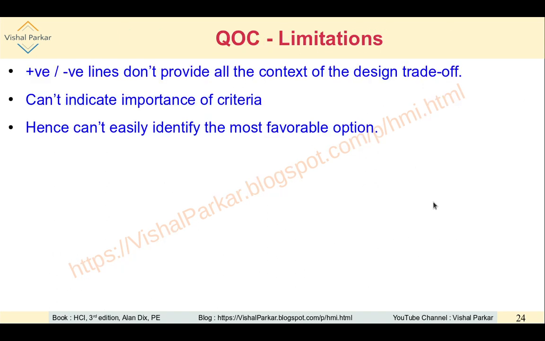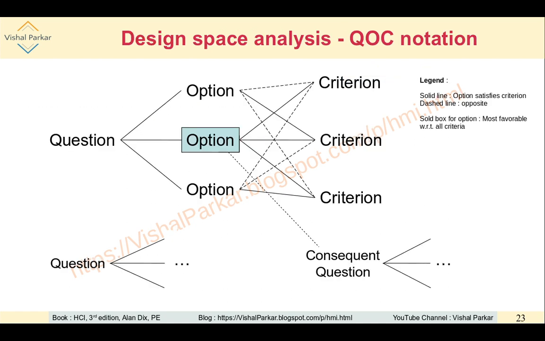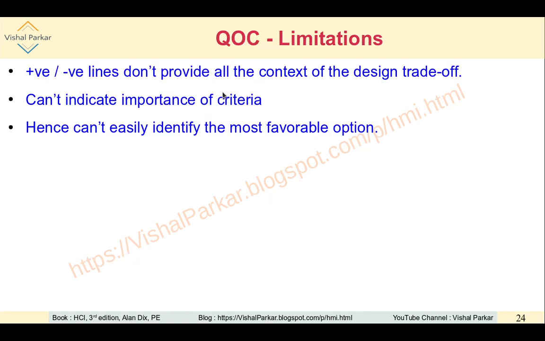Some limitations are to be noted. So we have seen the solid and the dotted or dashed lines, but these lines don't provide all the context of the design trade-off. For example, here there is a solid line, here there is a dashed line. This line indicates that this criteria is not satisfied by this option. But what is the context in which that criteria is satisfied or not satisfied? For which context it is satisfied? That is not obvious.